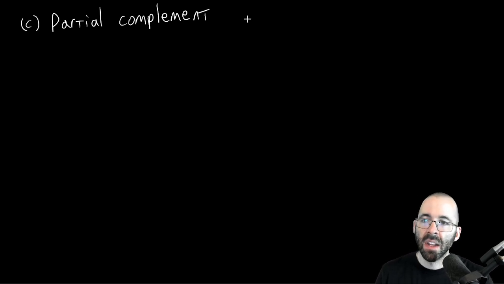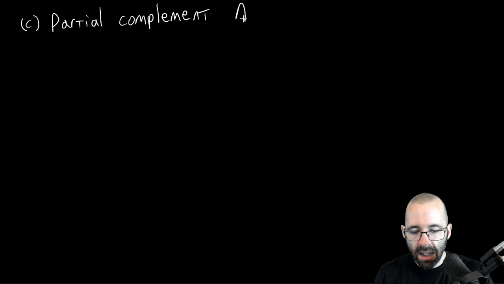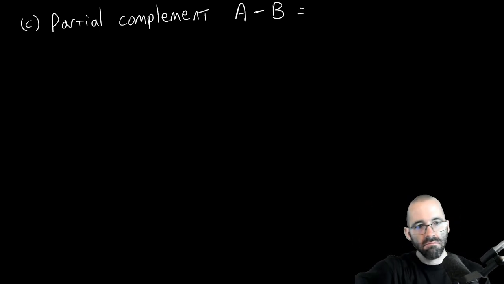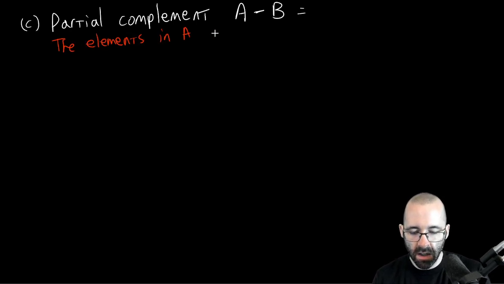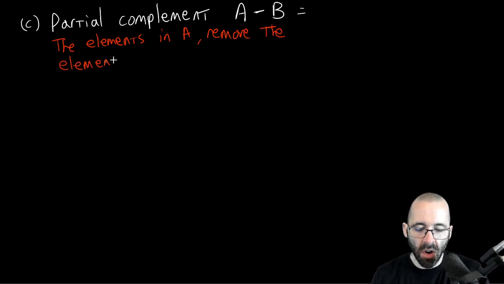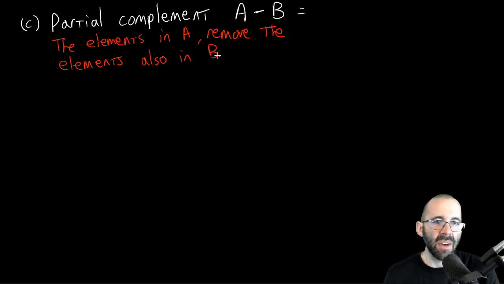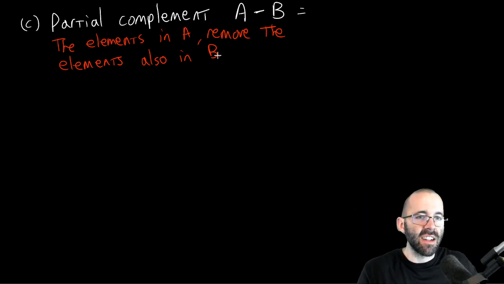So the partial complement, that is like what is in A, but not B. It's subtraction, basically. Okay? And what it does is it takes all the elements in A, and then we remove the elements that are also in B. Okay, so that's why it's like A minus B. We start with A, and we get rid of everything that's in B.